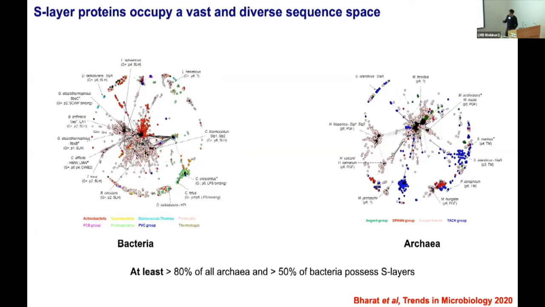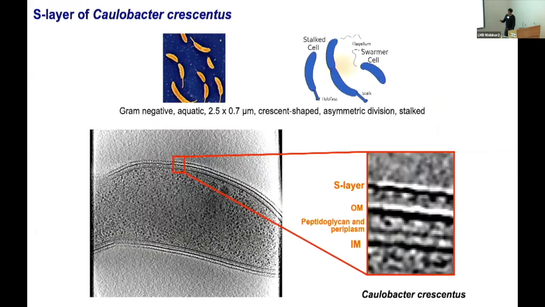This is something that we started studying many years ago. I'm not going to go into much detail about the biology, but rather focus on one particular surface layer that we've been studying for many years, and this began at the LMB. I'm going to show you how we studied the S layer structure and biogenesis on cells in this gram-negative bacterium called Caulobacter crescentus. It's crescent-shaped. It has a very peculiar cell shape.